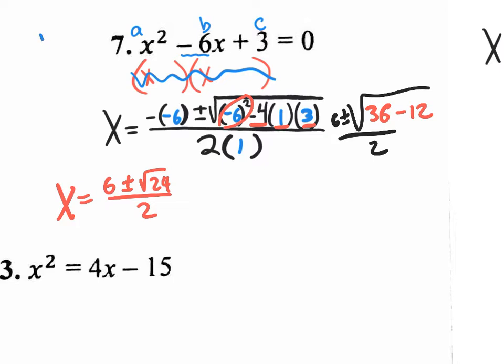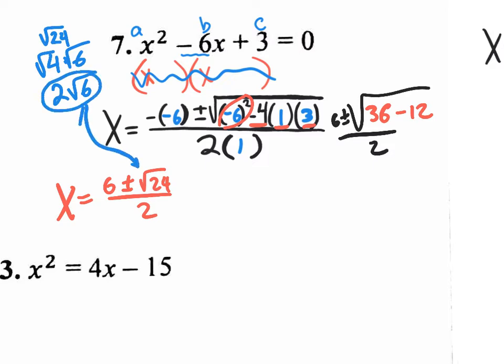So the square root of 24 on the side breaks down to 4 times 6. You split the root. Square root of 4 is 2. Square root of 6 stays the square root of 6. So I'm just going to replace the square root of 24 with 2 square root of 6. So let me do that. We have 6 plus or minus 2 square root of 6, all divided by 2.